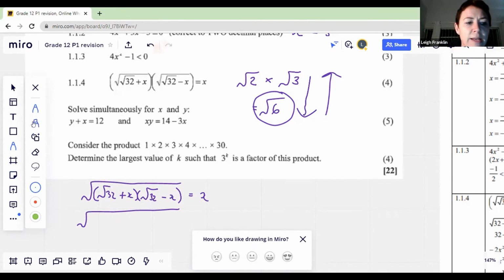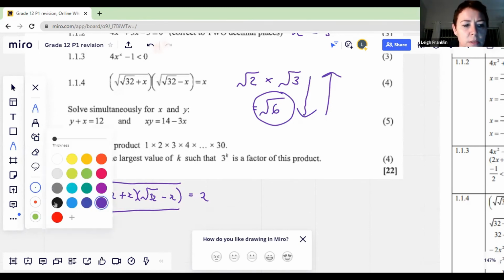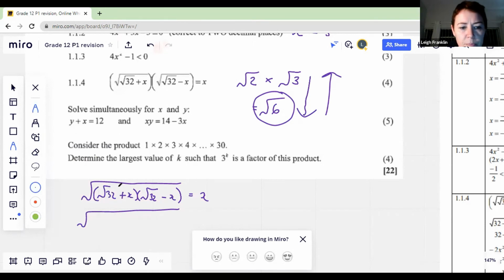Does anybody recognize what's going on inside these brackets? What's this called? There's a special name for what we're seeing inside the root sign here. A difference of 2 squares. Difference of 2 squares, exactly. Okay, so when you multiply difference of 2 squares, what happens? The square roots cancel each other out. Exactly. So we don't have a middle term, right?